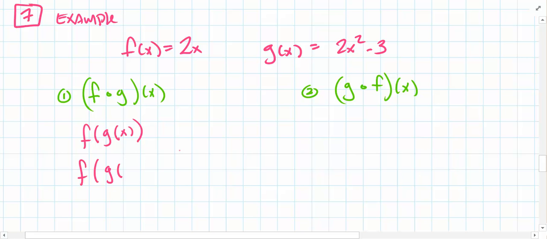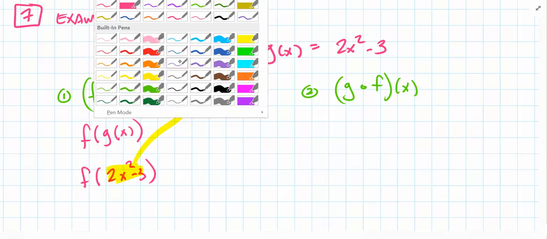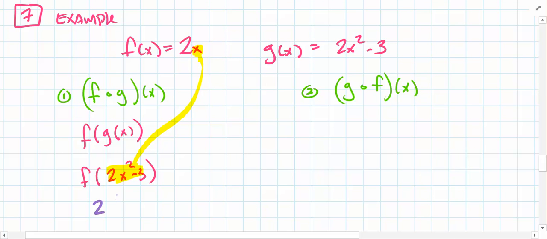So we're actually going to do f of, what is g of x? It's 2x squared minus 3. Do you guys see that? Okay, what do I do with the 2x squared minus 3? I plug it in for f. You guys totally get this, right? So I take this information and I plug it right there for the x in the f function. So we get 2 times 2x squared minus 3, which ends up being 4x squared minus 6. Is that what you guys got?